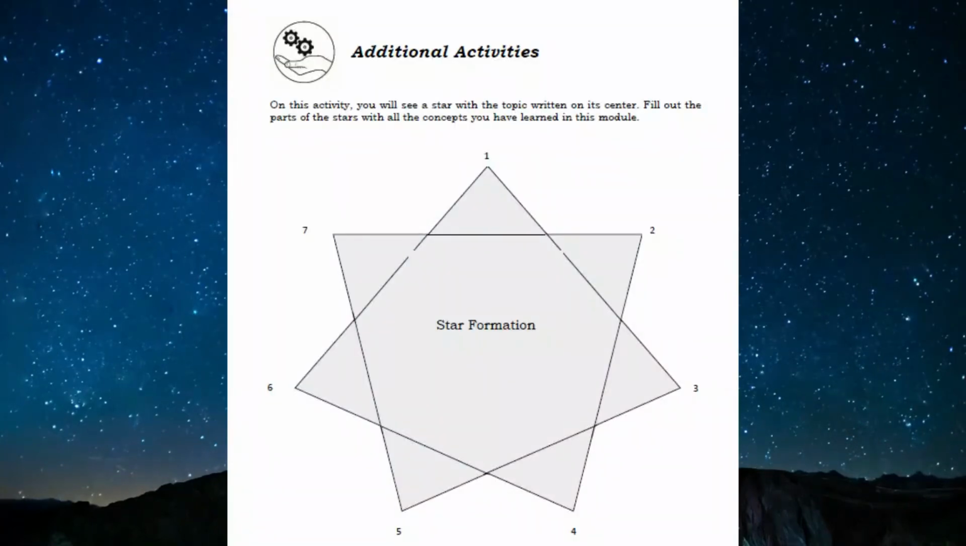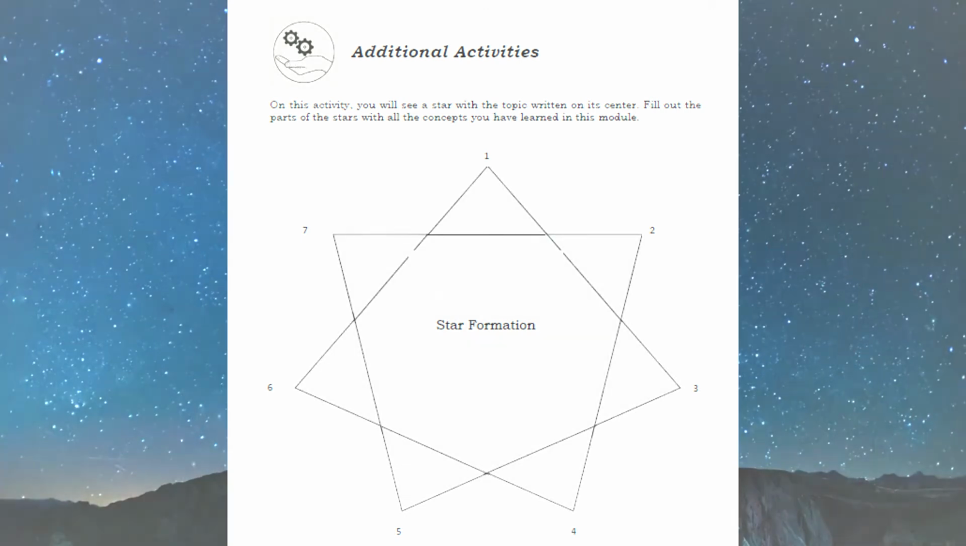I hope you have learned something. Now, let's move on to our activity. Please get your learner's activity sheet. There, you will see a star with the topic written at its center. Fill out the parts of the star with all the concepts you have learned in our lesson. After answering the activity, let us now move on to our 10-item multiple choice assessment. In your learner's activity sheet, encircle the letters of the correct answer.